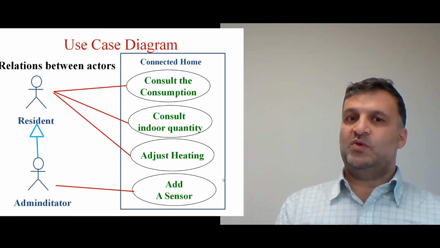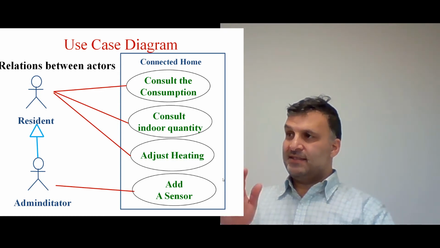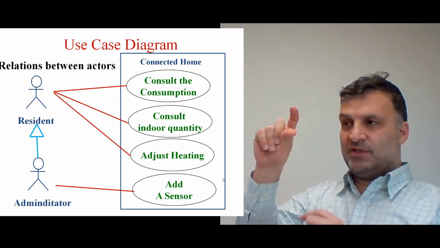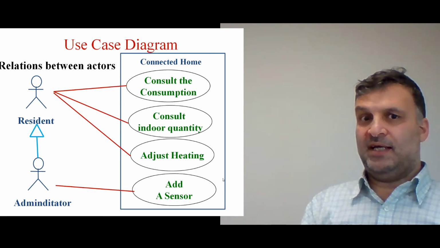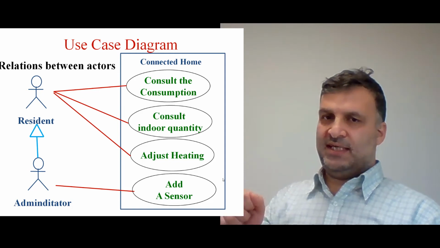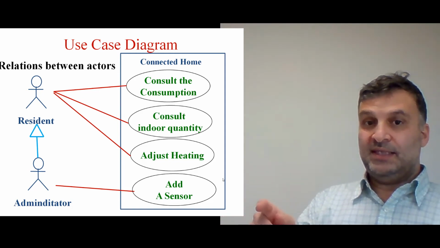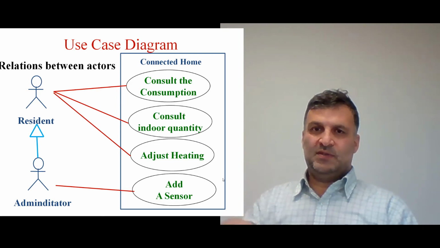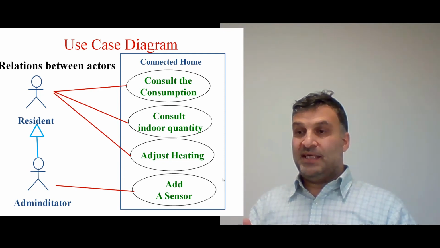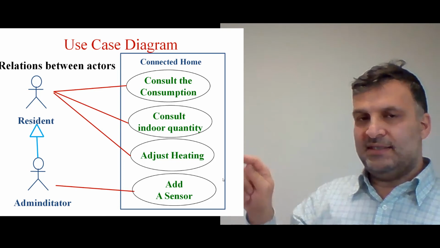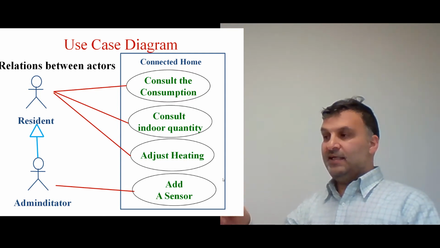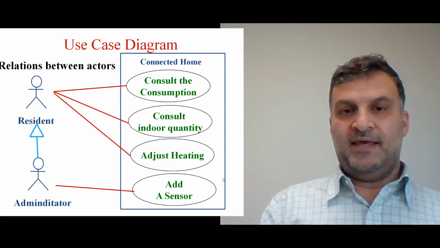In the previous slides, we saw the inheritance between two use cases. Here we can see the inheritance between two actors. A resident in a connected home can consult the consumption, consult the indoor quantity, and adjust the heating, for example. The administrator inherits the resident. What does it mean? That means he can realize all the use cases that the resident does. Furthermore, he can add a sensor in the system.